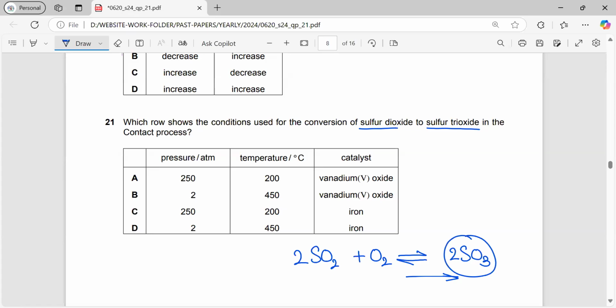Here the temperature we use is the optimum temperature, which is 450 degrees Celsius. Pressure is about 2 atm. And the catalyst which we use in the contact process is vanadium oxide. We use iron in the Haber process for the production of ammonia. So the answer is B.